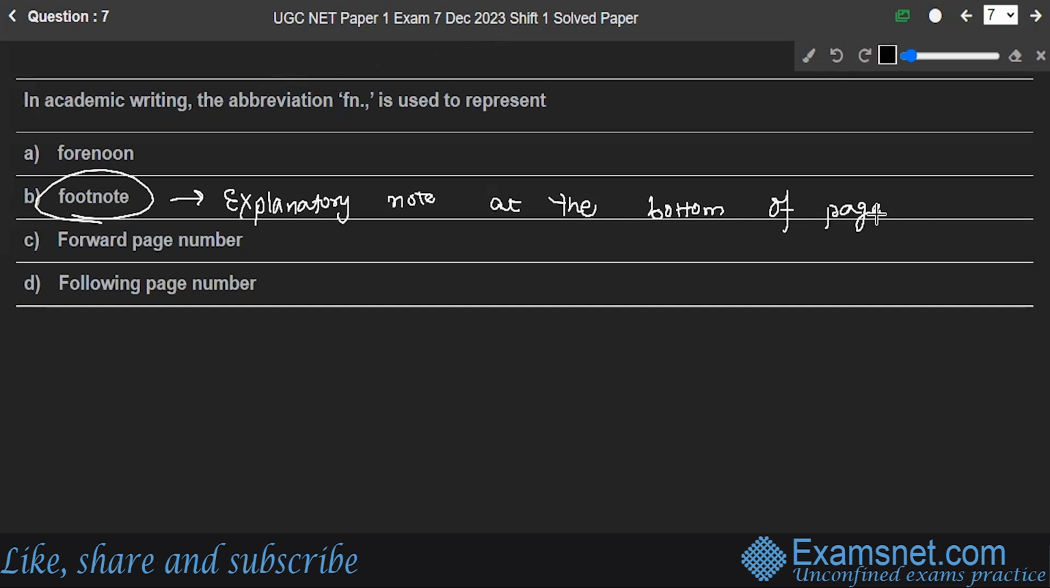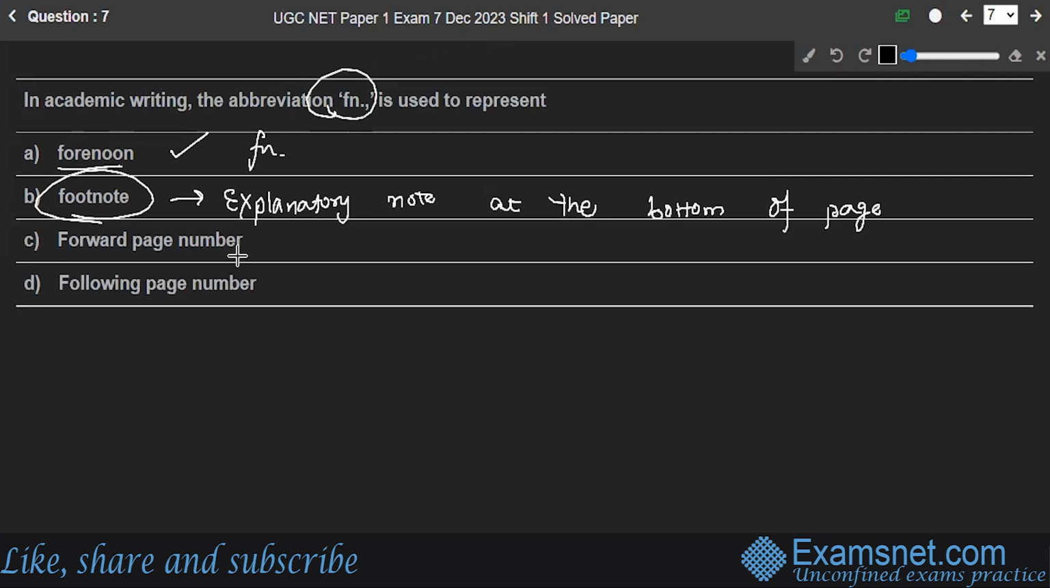It is used to provide additional information, cite sources, and clarify points beyond the main text. FN dot acts as a convenient abbreviation within the text to indicate where the reader can find the related footnote. If I talk about the forenoon, FN dot might be used informally to reference a morning period, but it would not be used in academic writing.